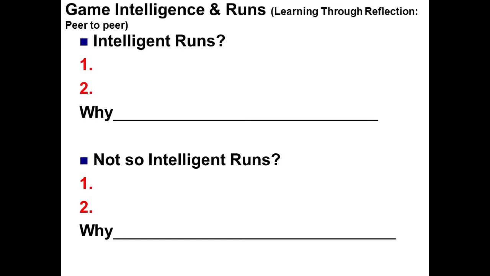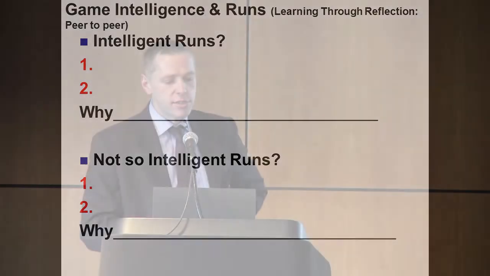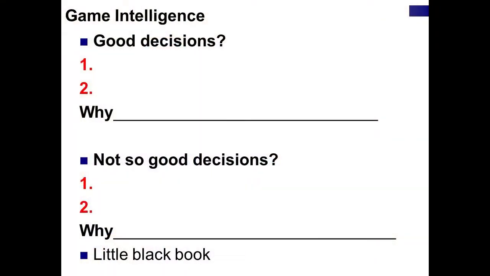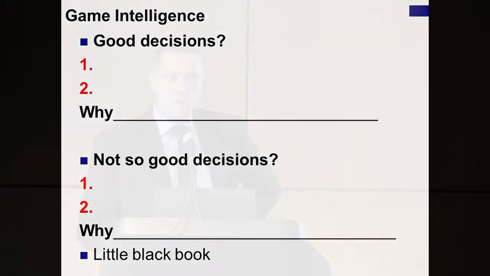Maybe a bad run. Why was it a bad run? Did it create options? Did it create space? Good decisions you did today in training session. Why was it a good decision? Why was it a not so good decision? So you give them feedback on that. Or you can actually put it out to the group. You say, John, you tell me what you did well today in training or what you did well in the game. And you put peer to peer.